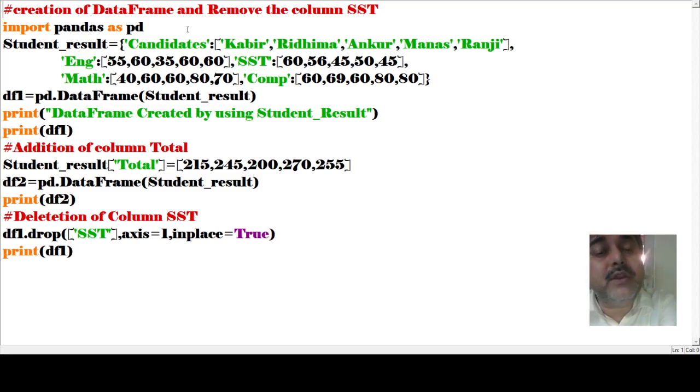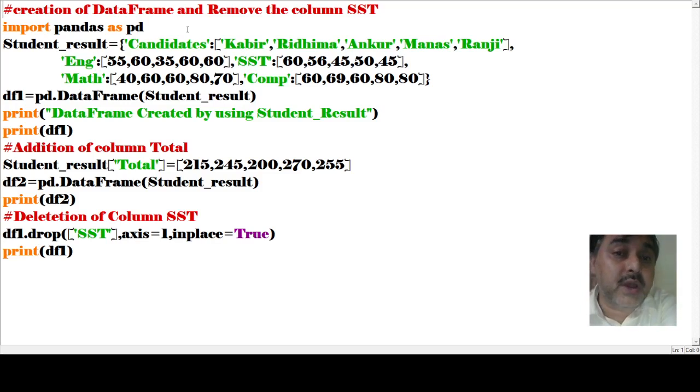So there we find the first is an array of alphabets, then arrays of numbers for each of the other columns. So df1 equals pd.DataFrame(student_result). This total dictionary I have converted into a particular data frame. So print data frame created by using the student result. So I am printing it, print df1.